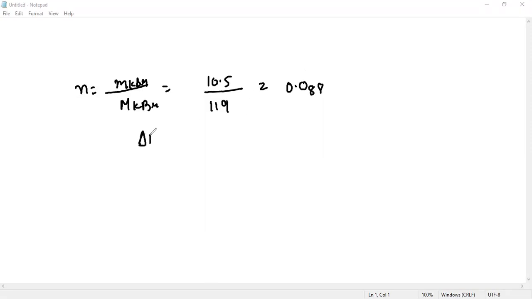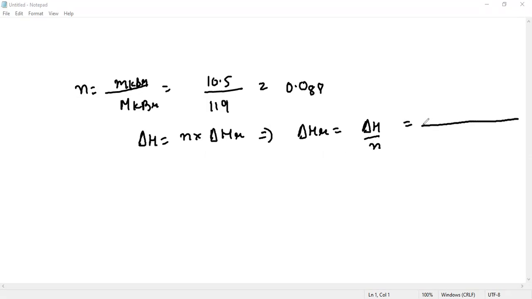Now let's find the molar delta H value. I already told you we are going to use this formula, and we need to find delta H_r, so we rearrange the equation: delta H_r is equal to delta H upon n. What is the delta H? We just calculated it before this step. The answer was 1.602 times 10 to the power 3, divided by 0.088. Let's put these numbers in and find the molar enthalpy change. The number will be 18 kilojoules per mole. So this is your answer.